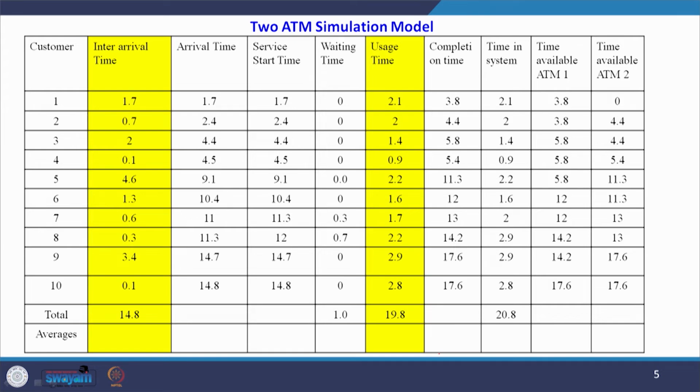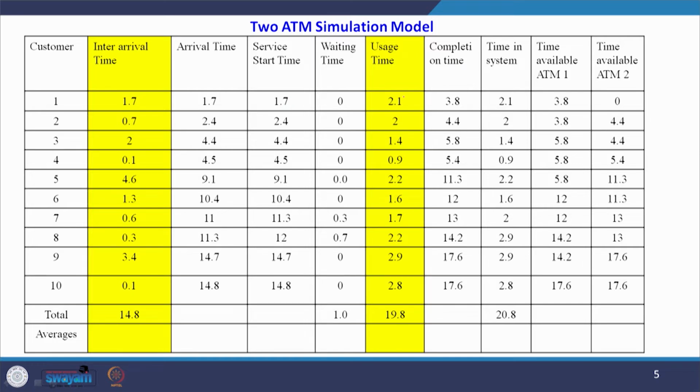Now, I will explain the two ATM simulation model. Here I have written the customer inter arrival time. This was randomly generated. As usual, this also follows a uniform distribution, and you see the arrival time is 1.7, the randomly generated inter arrival time. So, he will immediately receive the service. So, service start time is 1.7.